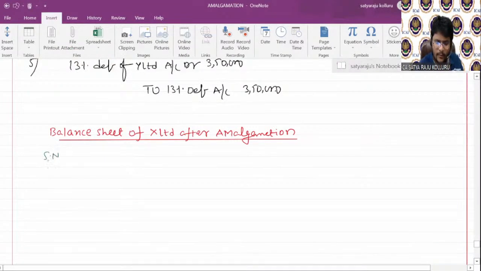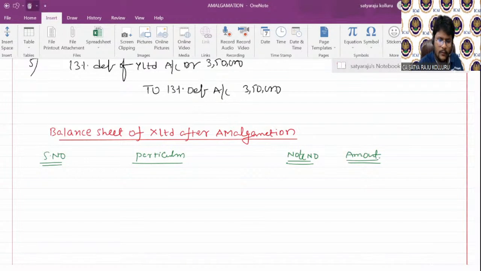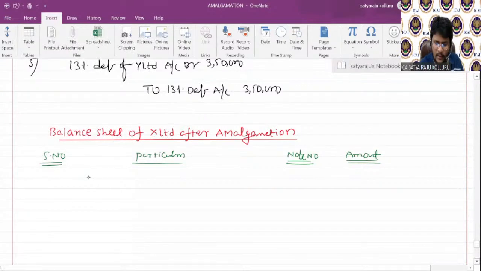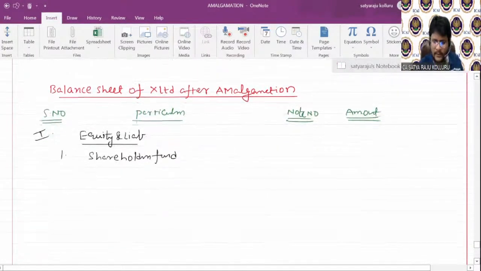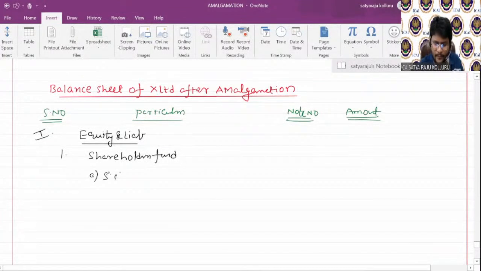Serial number, particulars, note number, amount rupees. So the first and foremost item is equity and liabilities. So under equity and liabilities, we will start with shareholders fund. In shareholders fund, A is share capital. A is share capital.